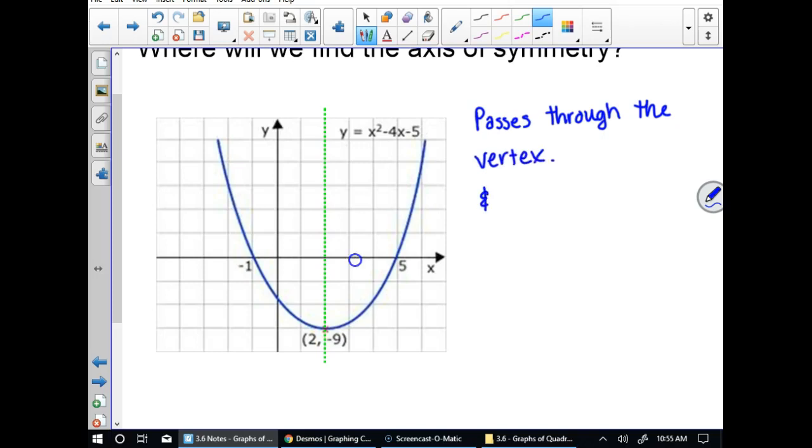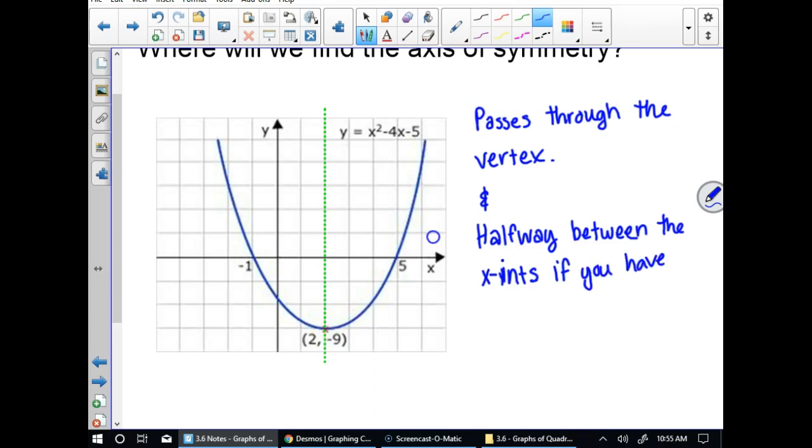and it's always halfway between the x-intercepts, if you have them. You have two of them. Okay? Now, there is going to be a problem. Did all of the parabolas that we looked at have x-intercepts? They did not.